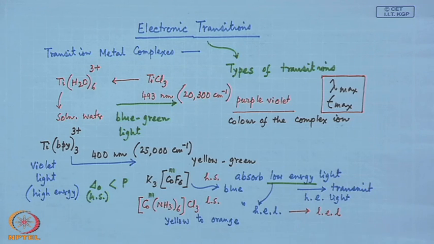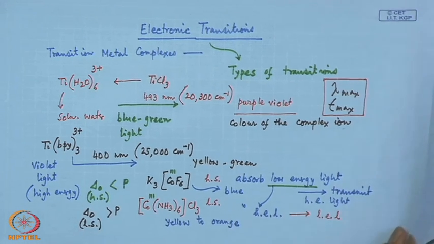So, this is the situation for the high spin compound, and the reverse is therefore, that means delta O for low spin is therefore greater than the pairing energy. So, if we just compare these two things, we will find that the delta O of low spin will definitely be greater than delta O of high spin.